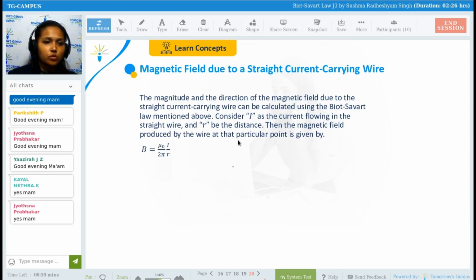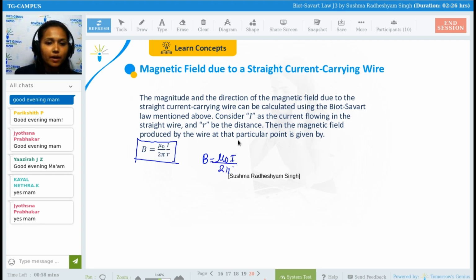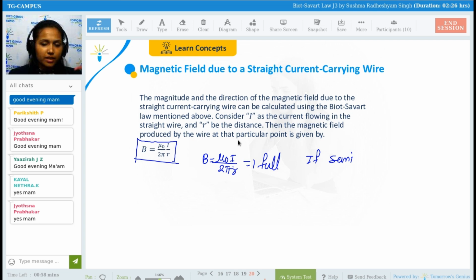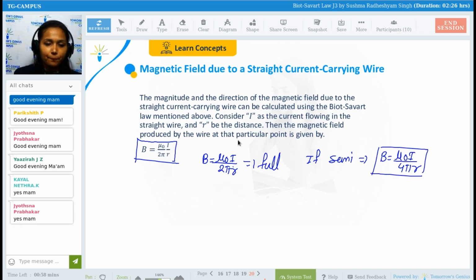Okay, Parikshit. As we saw, the magnetic field due to a current carrying wire, circular current carrying wire or straight. First, if it is a straight wire, the magnetic field is B is equal to mu naught I over 2 pi r. If it is a semi-straight wire, in the sense that we are taking only a half part, at that time we say B is equal to mu naught I over 4 pi r. So this is for semi and this is for your full wire.